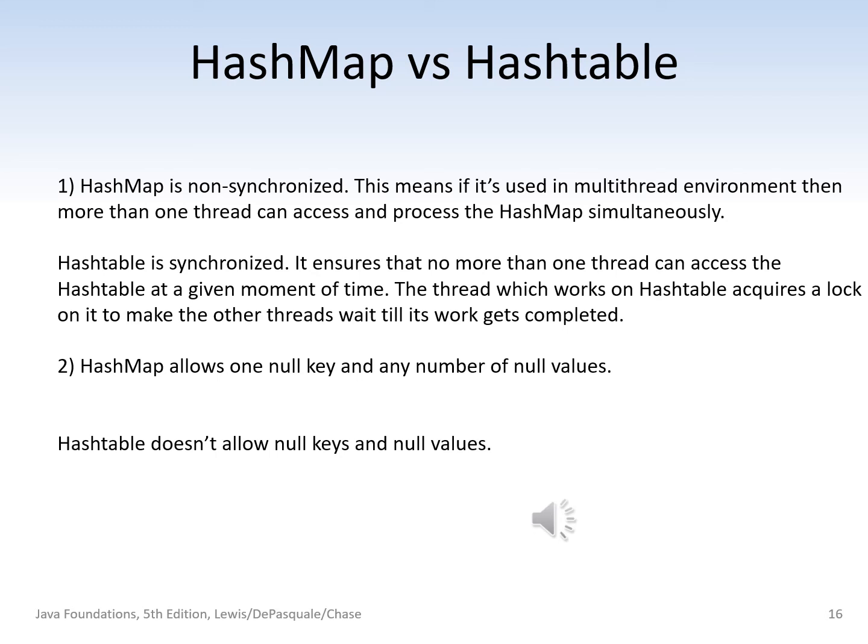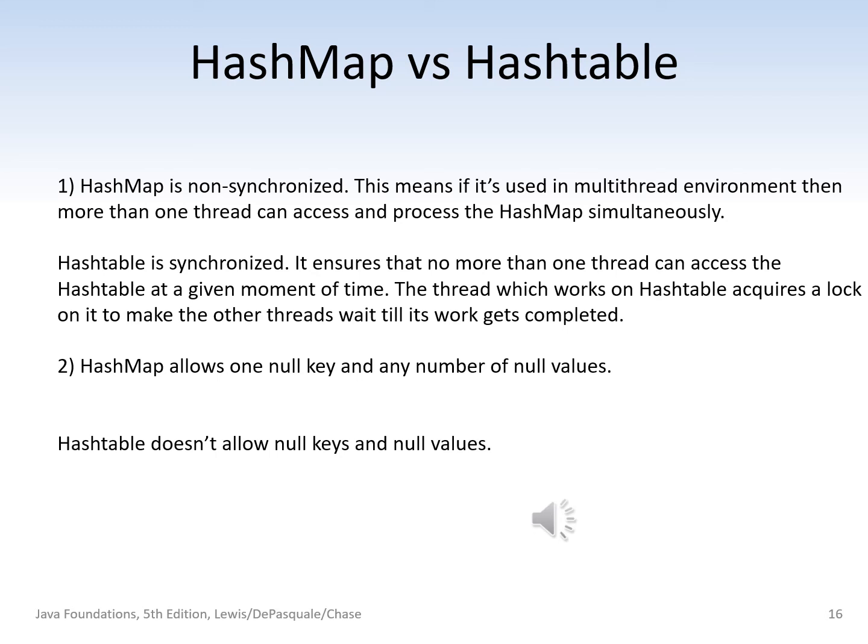And by that, it means it ensures that no more than one thread process can access the hash table at a given moment of time. And when a thread is working on a hash table, it acquires a lock, which makes other threads have to wait until the thread is done accessing the hash table.